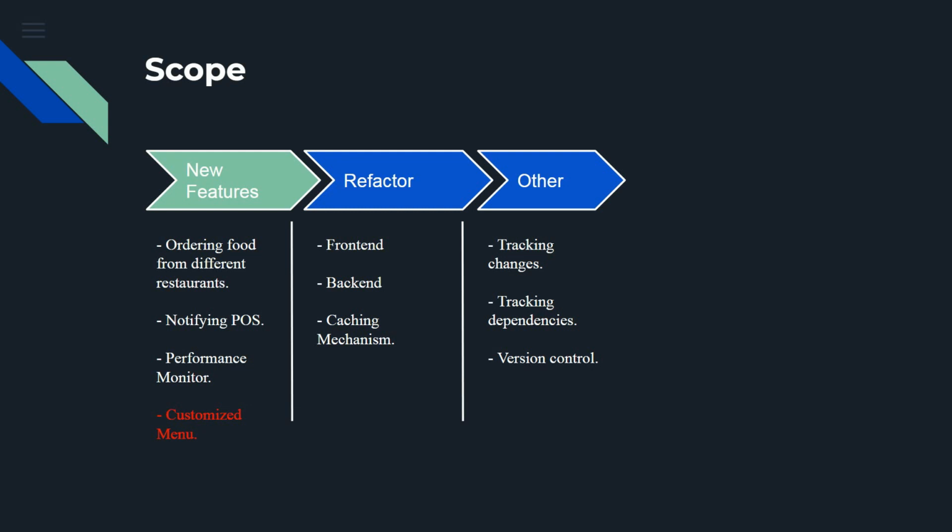Performance is a big issue because customers are allowed to order food from many different restaurants instead of just one. A caching mechanism must be in place to solve the performance issue, and I must build a performance monitor to help me pinpoint the source of the bottleneck.